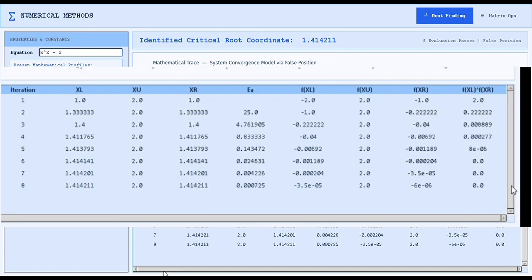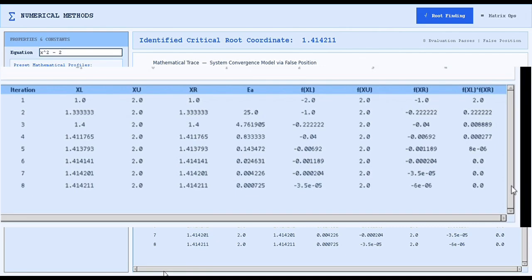When the product is negative, XU is replaced by XR. When the product is positive, XL is replaced by XR. We stop when EA drops below 0.001. As you can see in the FXL times FXR column, all values are positive. This means the remark XR equals XL was applied every iteration.